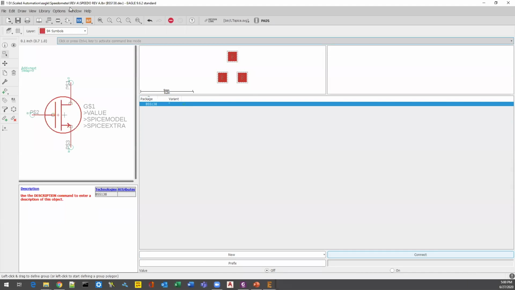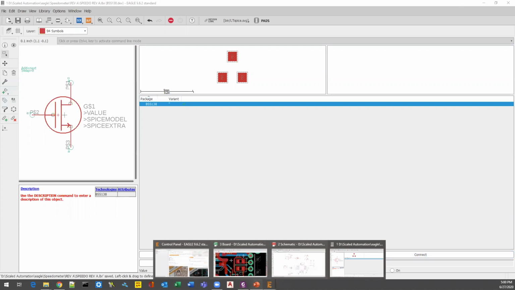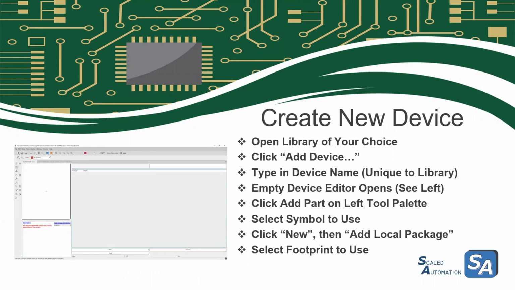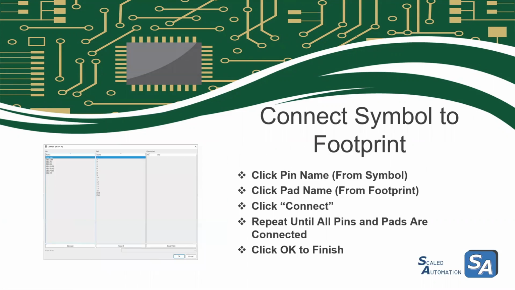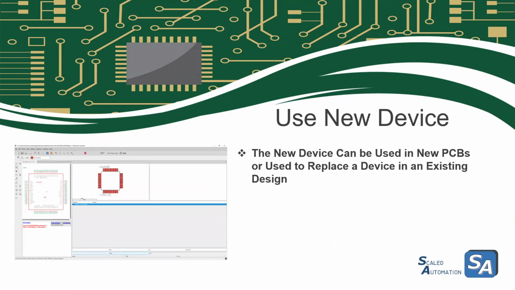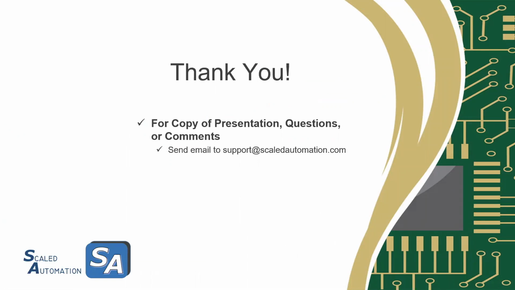And now we've got our symbol created, our entire package created, and we can save it and use it as needed. So that's our steps today for going through how to actually make a device from scratch. We created a symbol. In this case, we used one that was already there, but we could have drawn it. We created a new footprint from scratch using the dimensions based on the data sheet. So we went through all that, created the new device. We connected the symbols to the footprint, and we finished it up by saving it, and now we can use it. And that's how to make symbols in libraries.